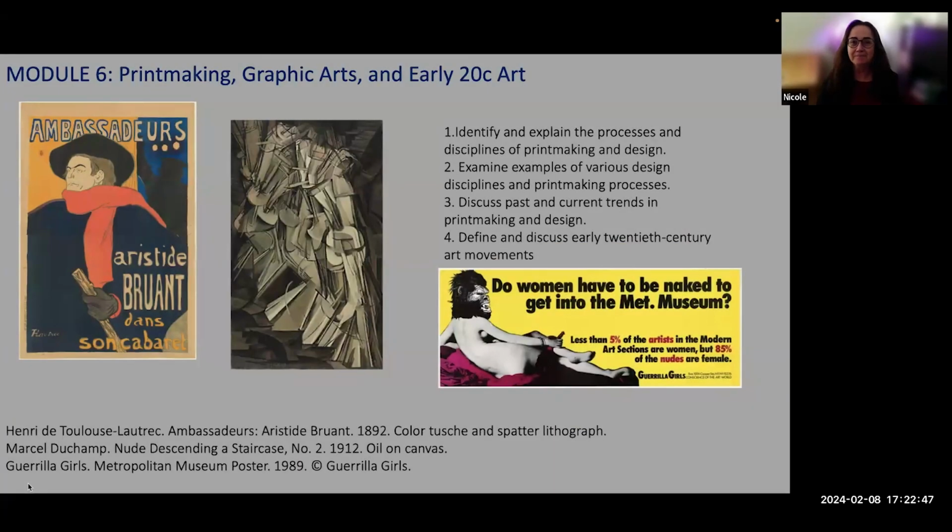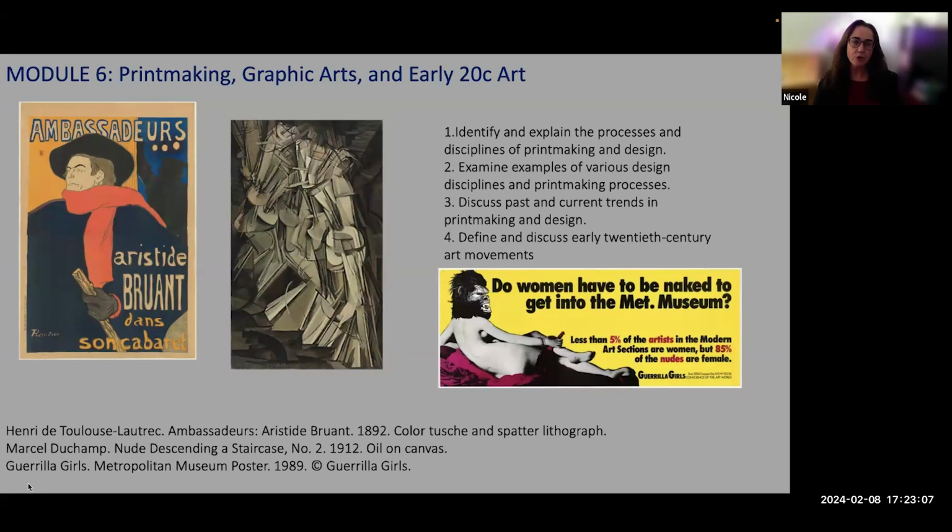Welcome back, everybody. In Module 6, we're going to look at 3 different chapters in our textbook. We are going to talk a little bit about printmaking just as a process and all the various ways that artists use printmaking to create artwork and to communicate a message to their audience.